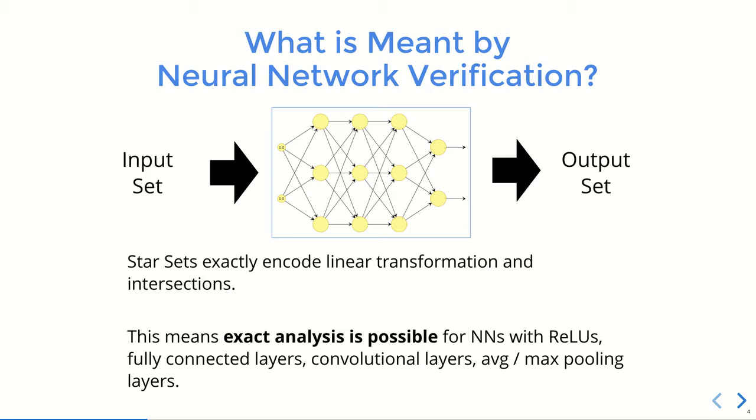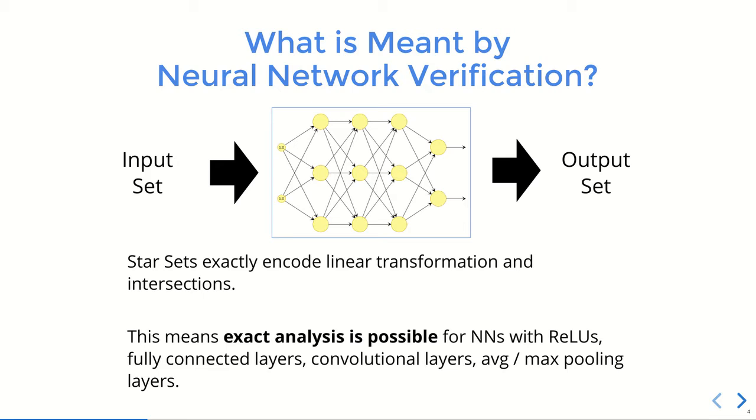Star sets are a data structure that encodes a set of states that works really well for analyzing certain types of neural networks, in particular neural networks that are fully connected with ReLU activation functions. There are extensions to convolutional neural networks and max pooling layers and things like that, but for this talk I'll be focusing on ReLUs and fully connected layers.